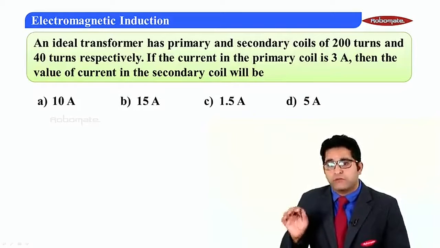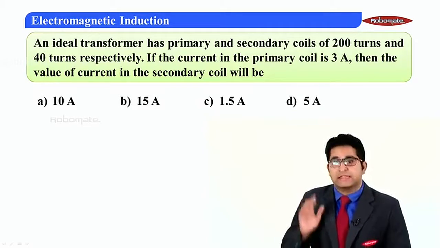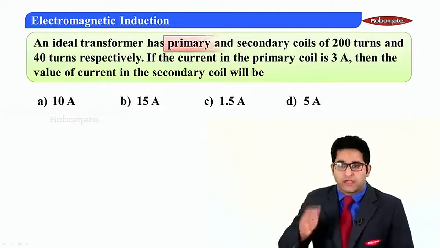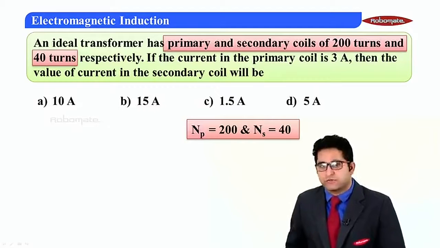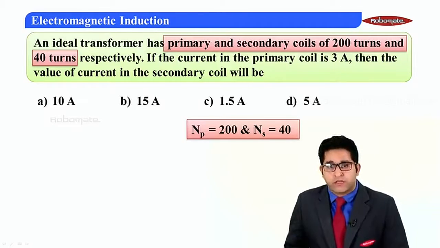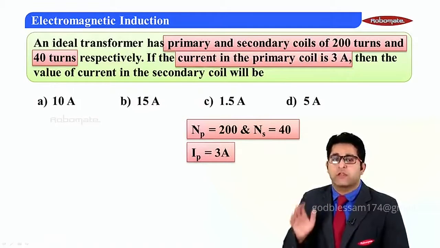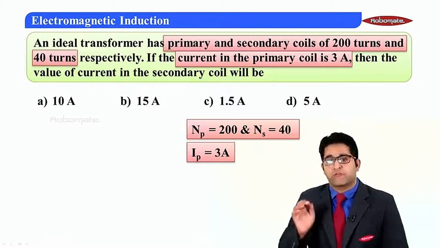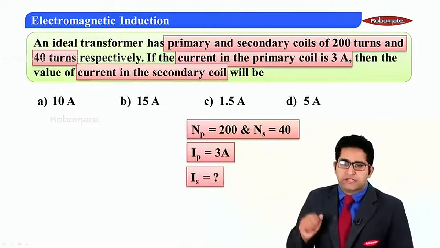Over here we are provided with ideal transformer which is having primary turns as 200 and secondary turns as 40 turns. So I can write value of NP, it is 200, and the value of NS, it is equal to 40. Now we are also provided with the value of current in the primary coil. What is the value of current in primary coil? It is 3 ampere. Then what we are supposed to find? Here we are supposed to find the value of current in the secondary coil, that is IS. Right? So let us start with the solution.